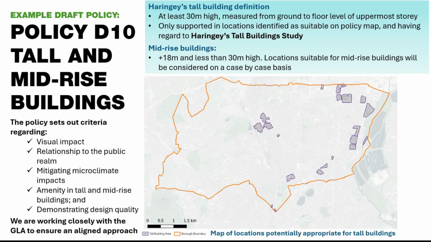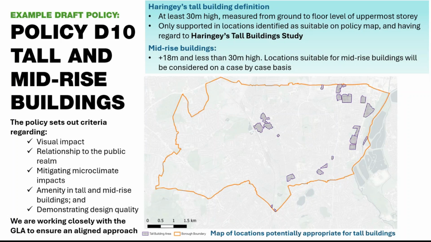We reviewed the London Plan's new criteria around what should be defined as a tall building, and what's currently proposed in Haringey's draft plan after that review is that we should keep our current definition of a tall building. So the proposed definition in the draft plan is that a tall building in Haringey is a building that's at least 30 meters high when measured from ground to floor level of the uppermost storey, and that equates to about 10 storeys.